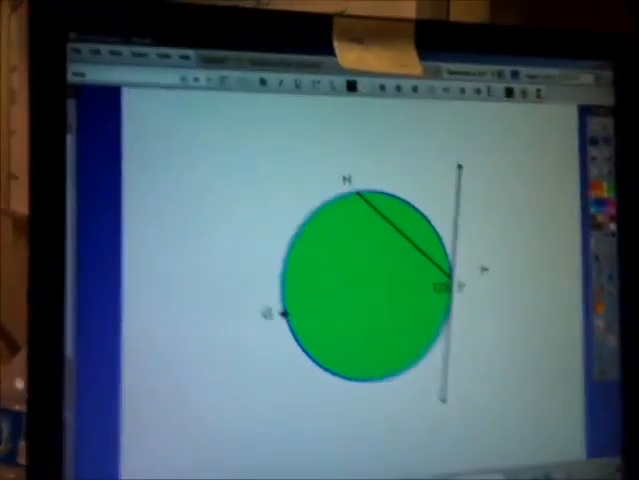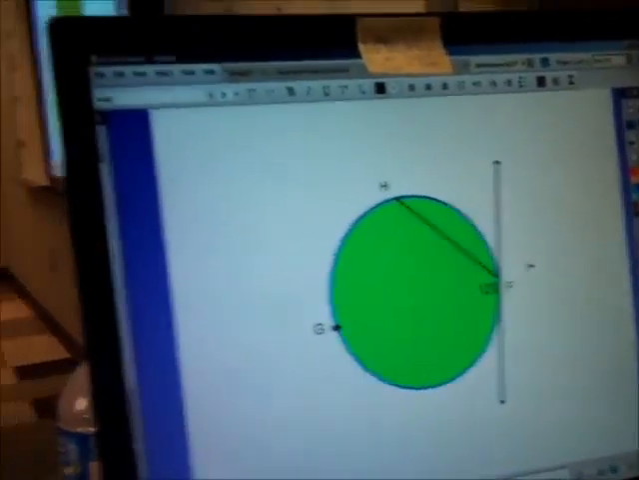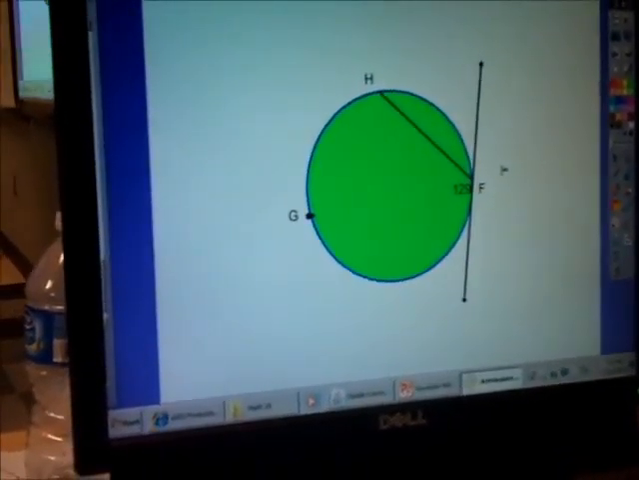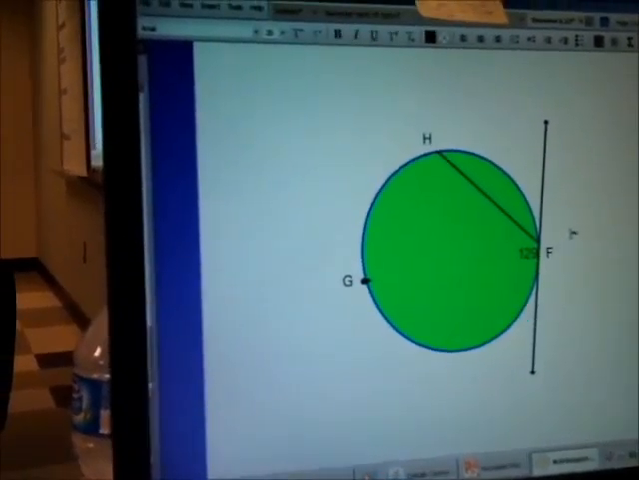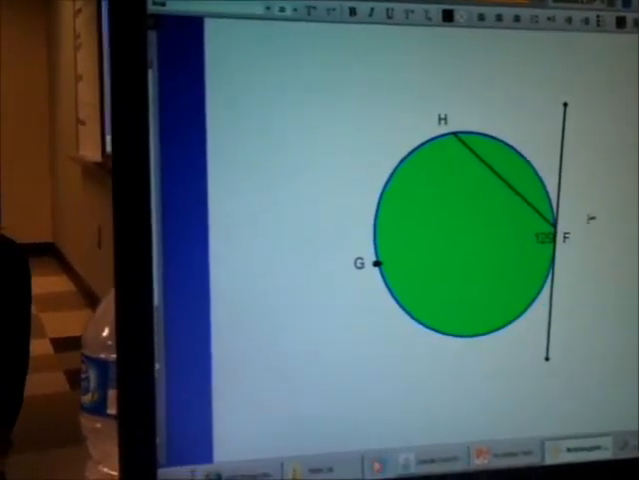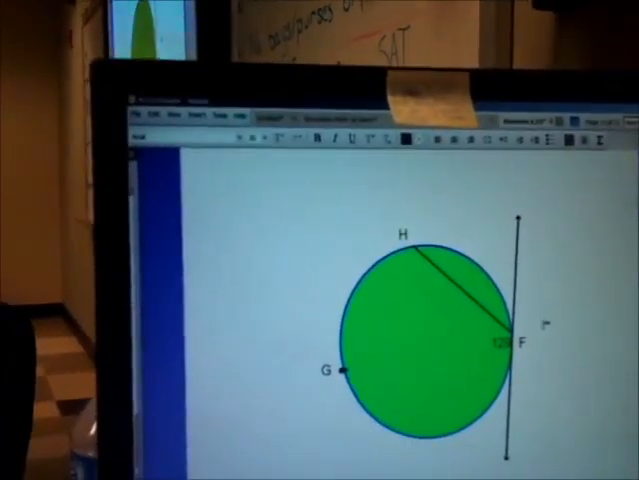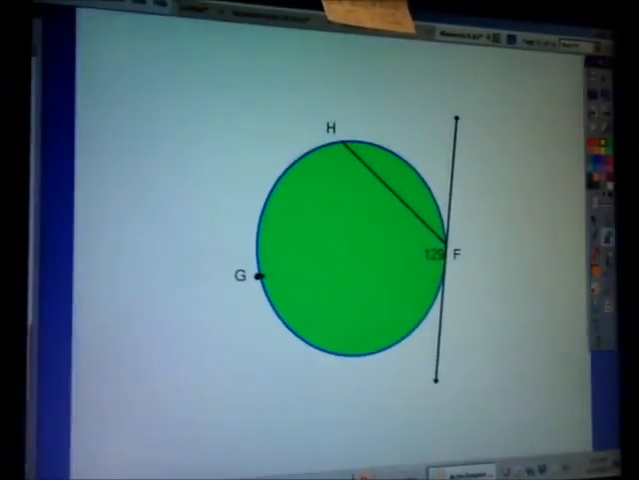All right, they said to find the measure of arc SH. Now, since it only has two letters, is that going to be the major or the minor arc of the circle? It's going to be the minor arc. So then, can you point to me? Where is the Promethean pen up there? Okay, then I'm going to have you highlight the arc that we're interested in.